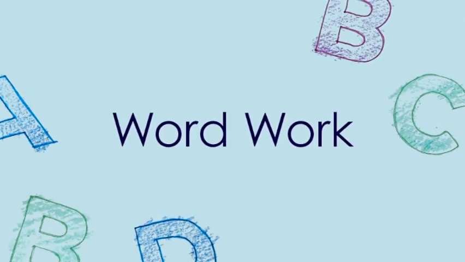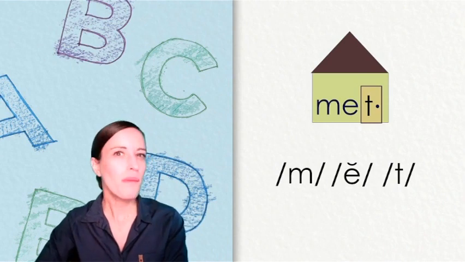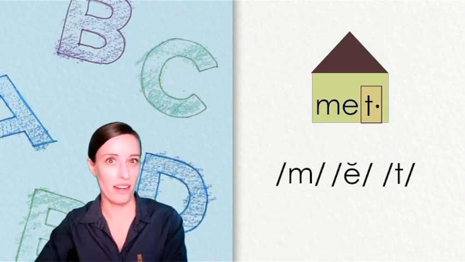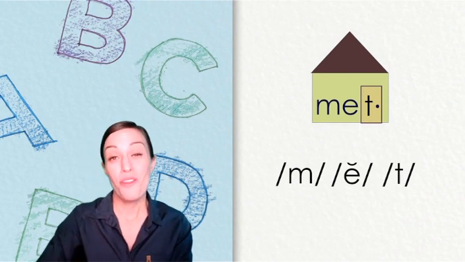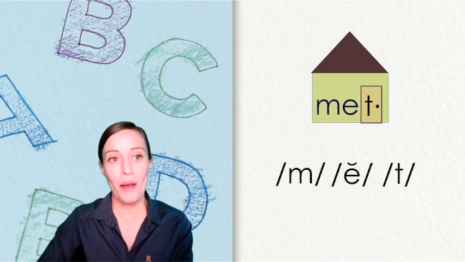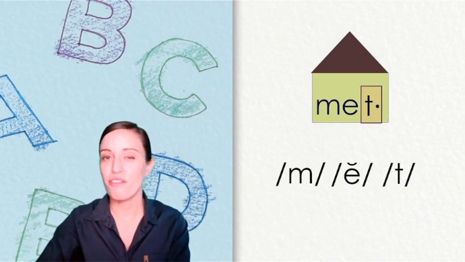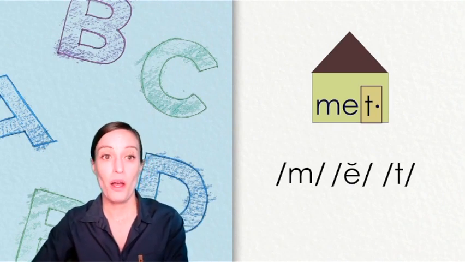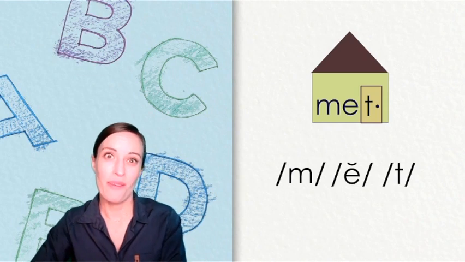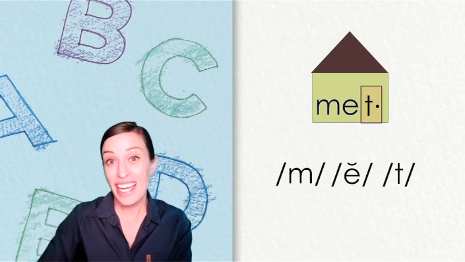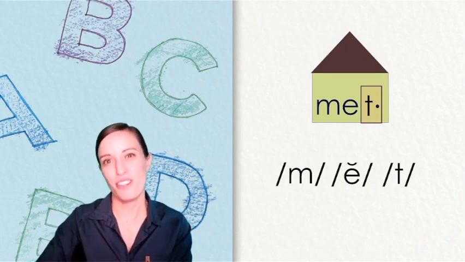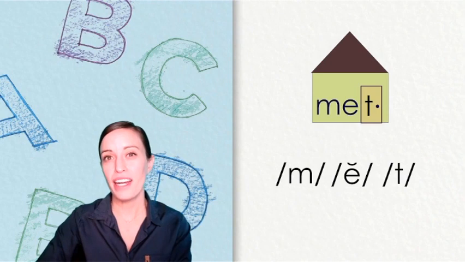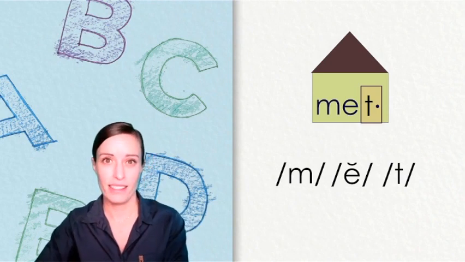Word work. Today, we will look at two very similar words. That means they will be almost the same. The words have the same vowel, but the vowel makes a different sound in each word. We'll listen for how the vowel sound is different in each word, and we will discover why that happens. Let's look at this first word together. The word is met. What vowel sound do you hear in met?